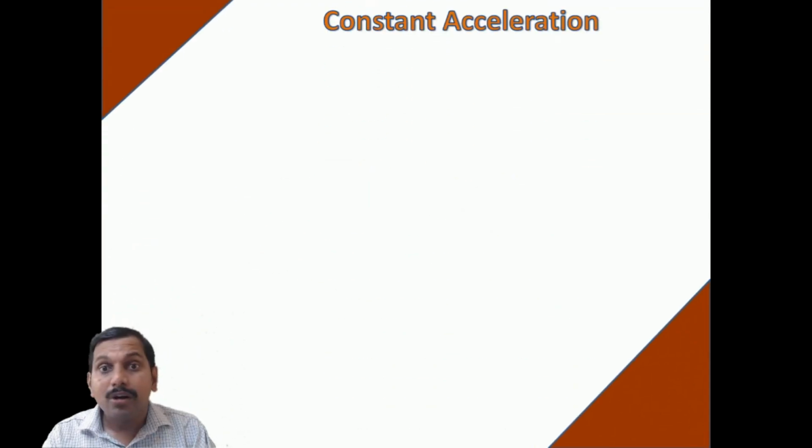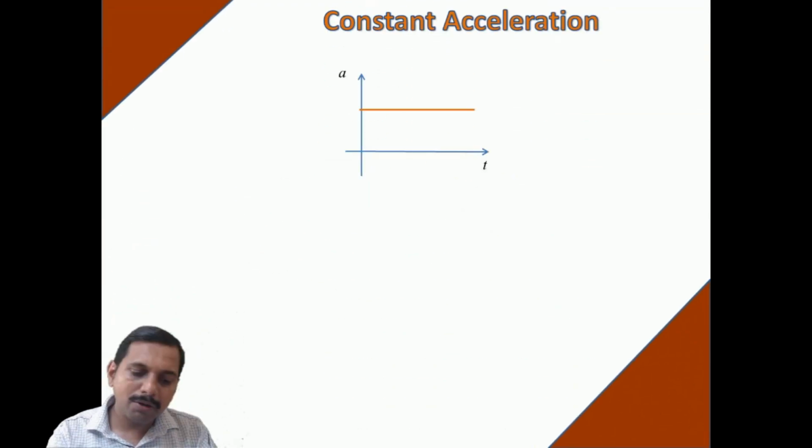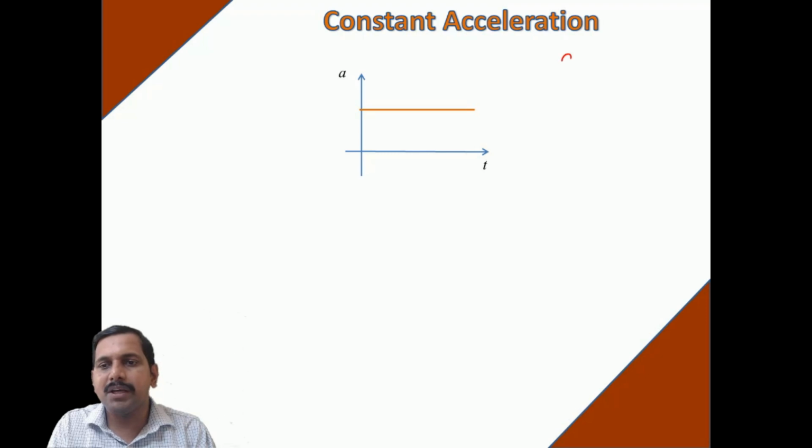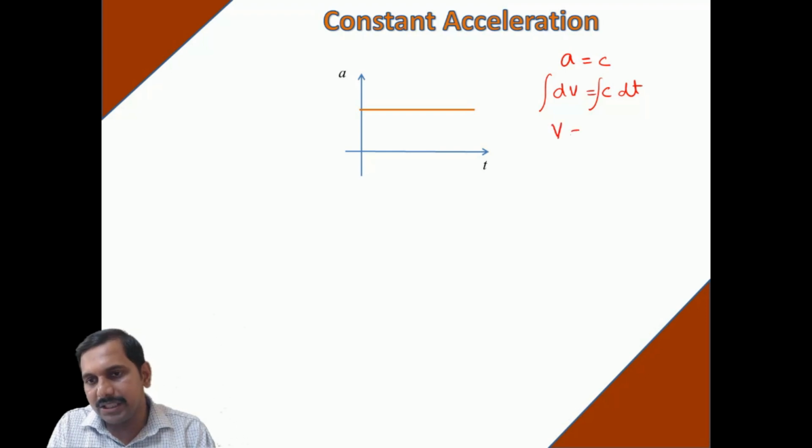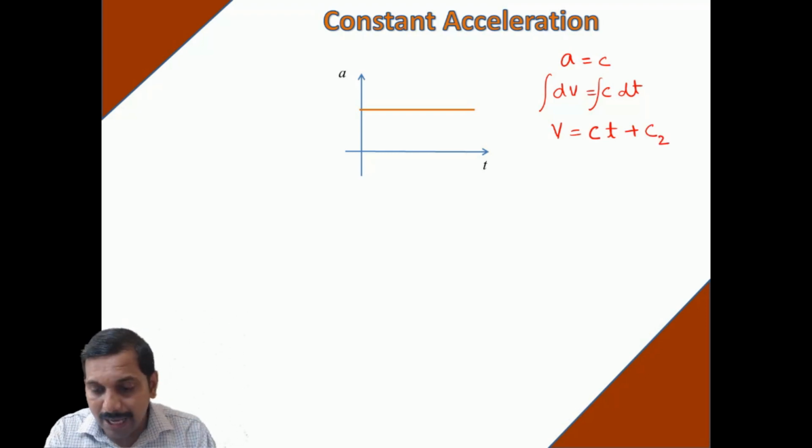Now let us talk about constant acceleration. When we talk about constant acceleration, here what is happening? A is equal to constant. So what will happen here? You can write dv is equal to c into dt. Let us integrate this. When you integrate this, you get velocity is equal to c into time plus another constant, say c2, right?